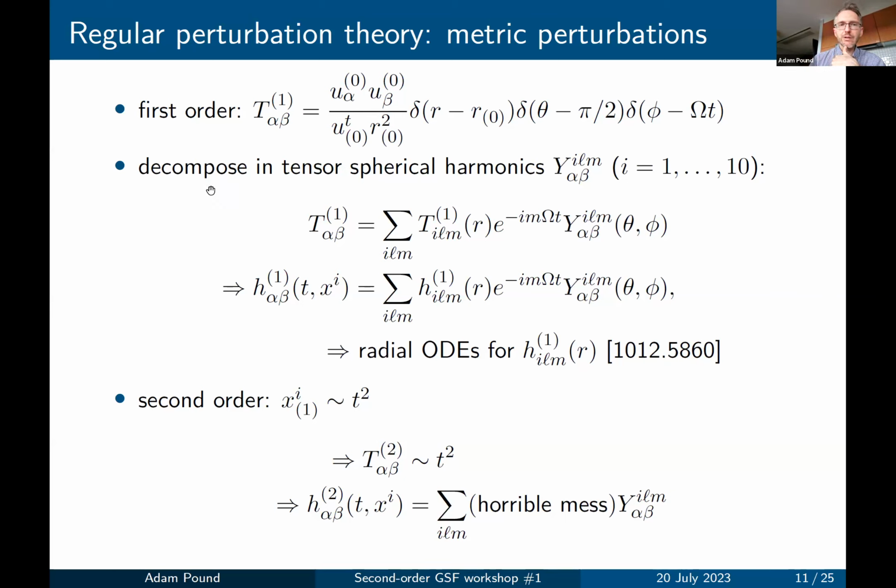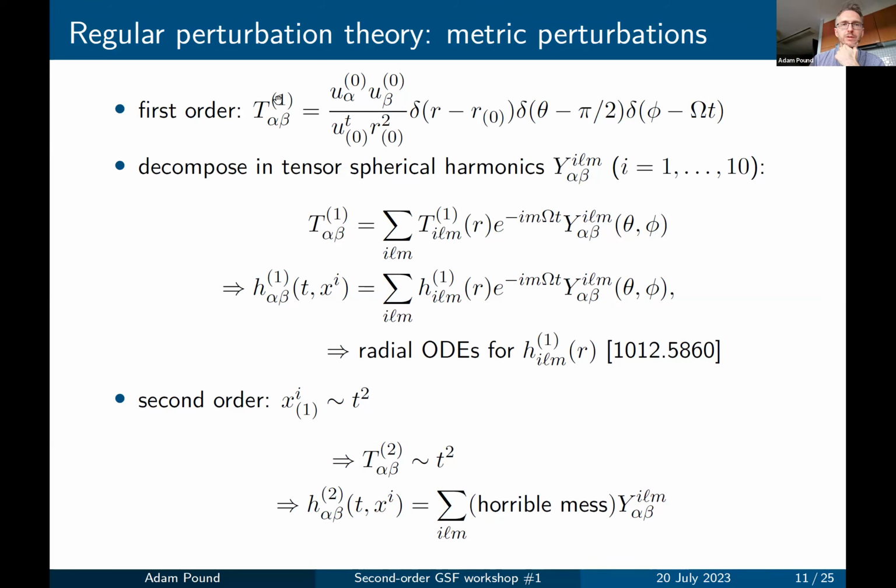So in a Schwarzschild background, what we do is we decompose into tensor spherical harmonics. So these are just tensorial generalizations of spherical harmonics. We'll get into what particular choice we're using a bit later. I here runs from 1 to 10, so there are 10 linearly independent tensor spherical harmonics for each L and M.